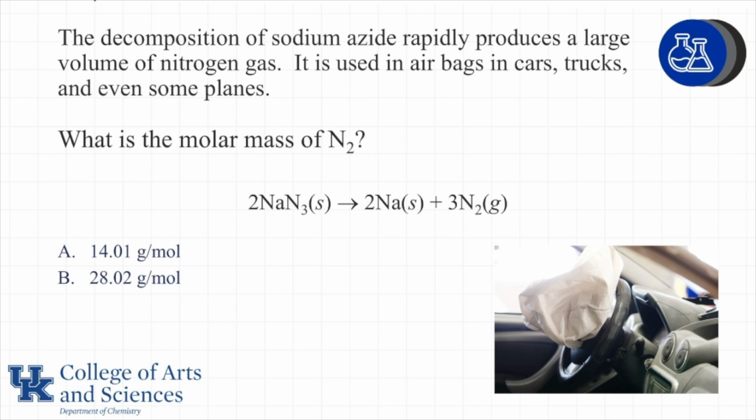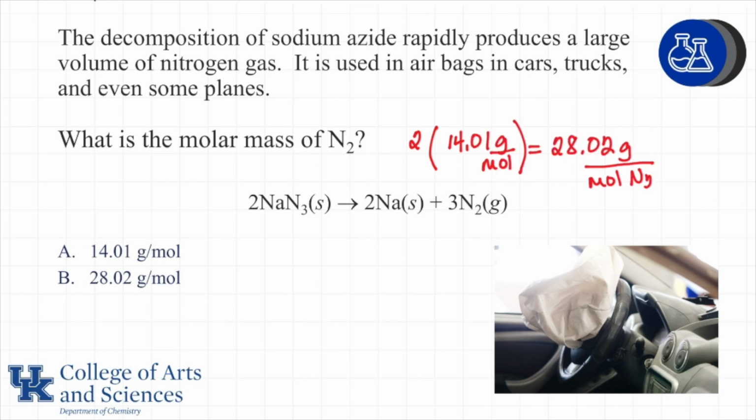Same setup. What is the molar mass of N2? Each nitrogen has a mass of 14.01 grams per mole. We need to multiply that by 2 because the molecule exists as N2. The molar mass must match the formula. Notice we don't put the coefficients in there. That's taken care of in the mole to mole ratio. We're just looking at the formula of the compound. So we get 28.02 grams per mole.